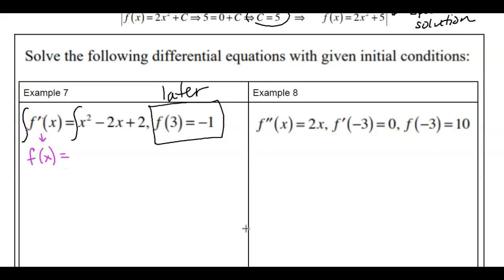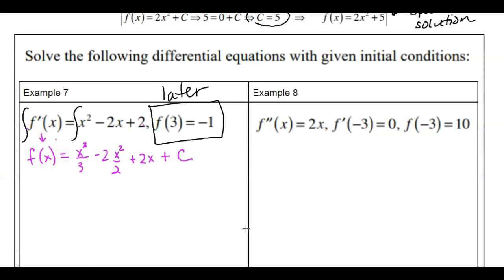Well, to integrate these, we're going to do the power rule. So I'm going to add 1, divide by it, add 1, so minus 2. So add 1, add a power of x, and we still have our plus c. Okay? So this is the general solution.